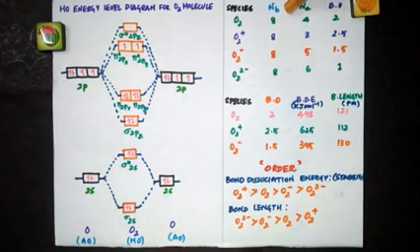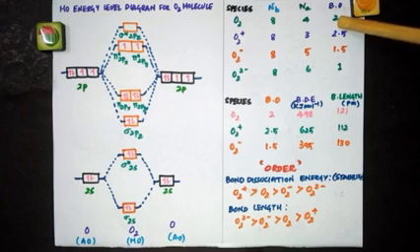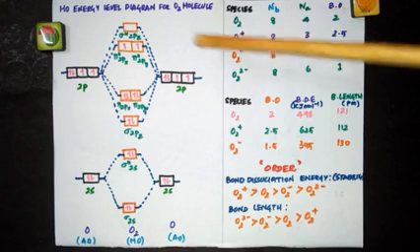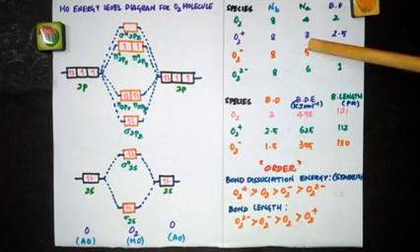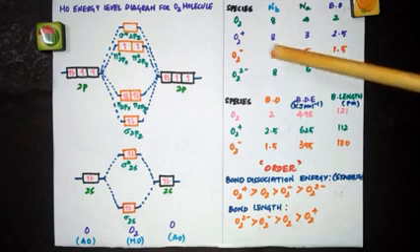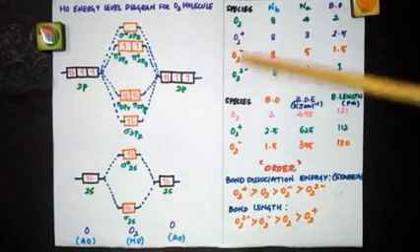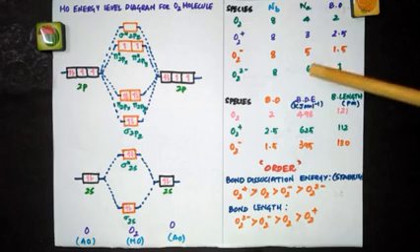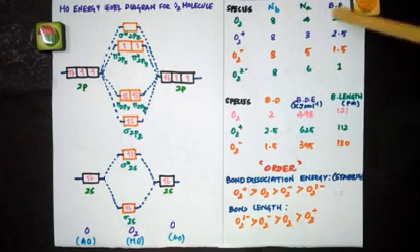Now let's see the bond order. For O2, number of bonding electrons 8, anti-bonding 4. So the bond order is calculated to be 2. Now for O2 plus, we have removed an electron from here. So one anti-bonding electron is reduced. So 8, 3. So now the bond order is 2.5. Same way for O2 minus, 1 anti-bonding electron is added. So now the bond order is 1.5. And for O2 2 minus, the bond order is 1 because 2 electrons are added. Here one more electron is added. Here 2 electrons are added. Now the bond order is 1.